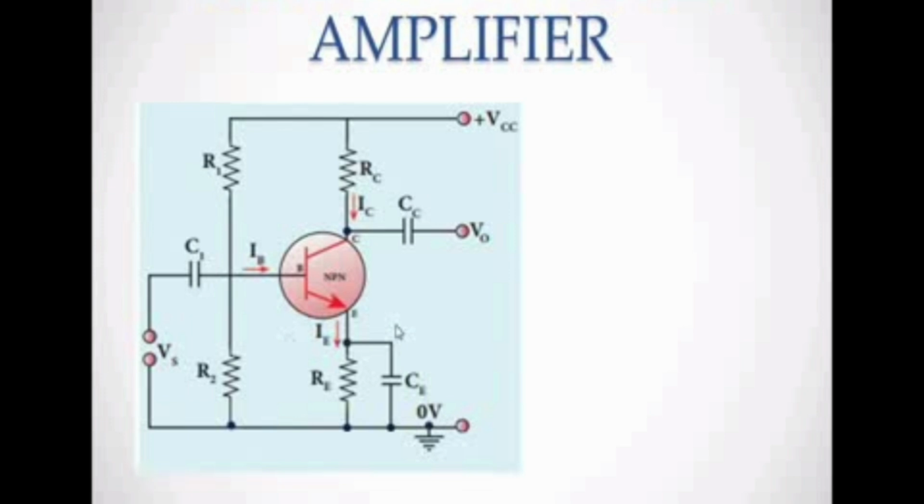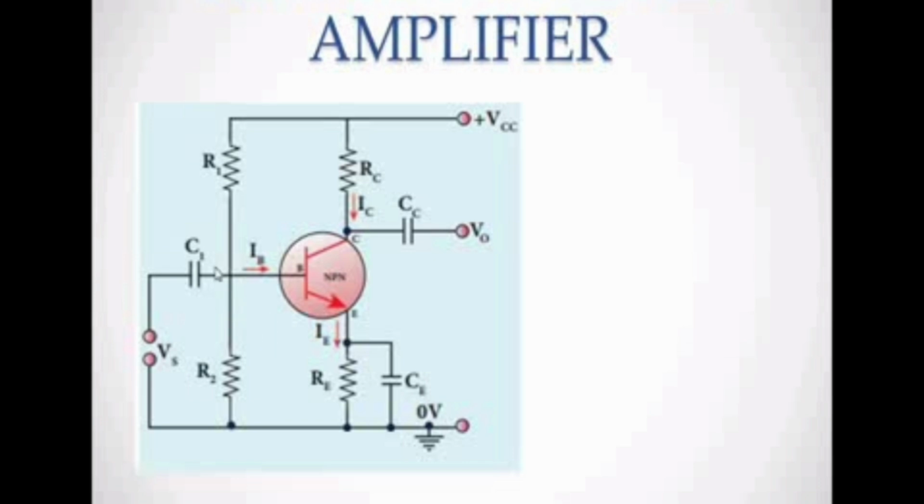See, this amplifier circuit is connected to C1. C1 is the capacitor. This Vs is the input. The input is given to the capacitor, and through the capacitor we apply it to the base of the transistor. The capacitor C1 allows only the AC current and does not allow the DC current. That's why the capacitor is connected here.